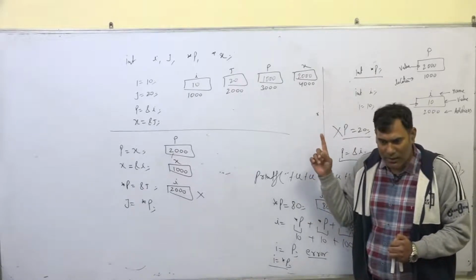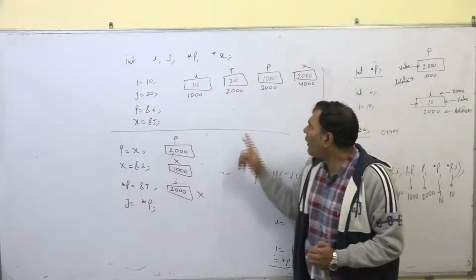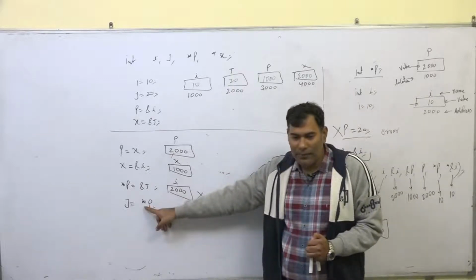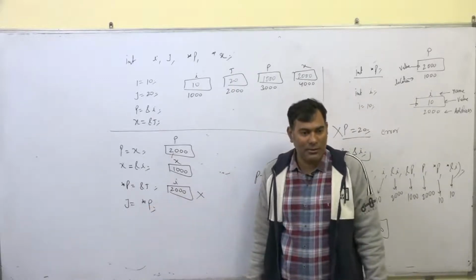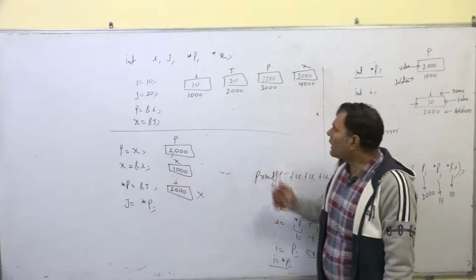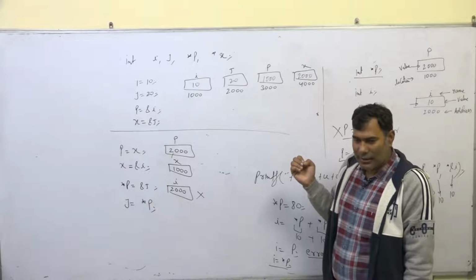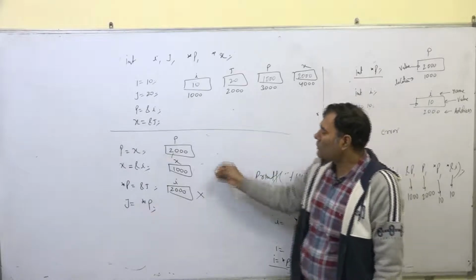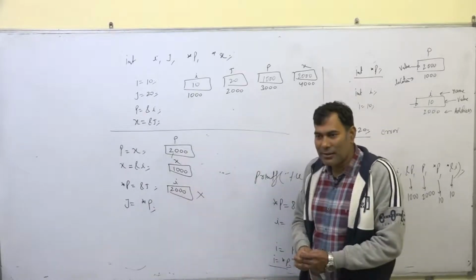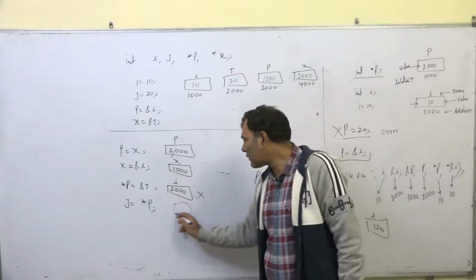P means 1000. What is written here? Pointer means value at 1000. So value at 1000 is 10. 10 means the normal value of I. So this value of I is going to be stored in J. So it is correct. So in J we are going to store 10.